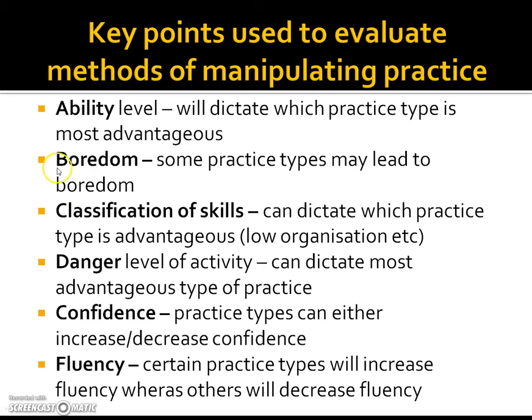What do I need from you? I need you to have a good go at remembering all of the emboldened key terms here: ability, boredom, classification of skills, danger, confidence, fluency. They should be your next key points in your Cornell notes after the 4 key methods of manipulating practice.